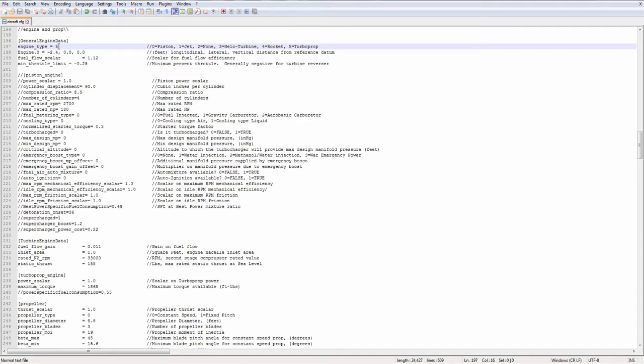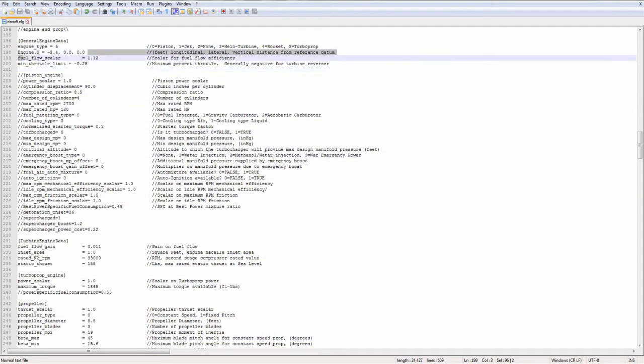Maybe they planned on adding it in the future, I don't really know, but 4 is rocket, apparently. And lastly, 5 is turboprop, 5 being the type of engine this plane has. Cessna 208 has a turboprop engine. So you put 5 there. Now, the rest of this data changes depending on what type of engine you put in there. We'll get into it as we go.